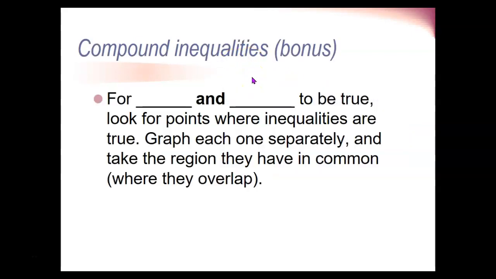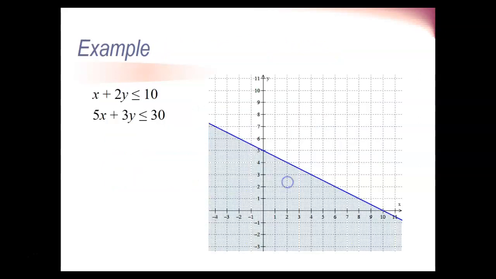Now, sometimes you'll have more than one inequality at the same time. You'll have a system of inequalities, and we want to know where all of them are true. So we graph each one separately, and then we just take the region that they have in common. We look at where they overlap.